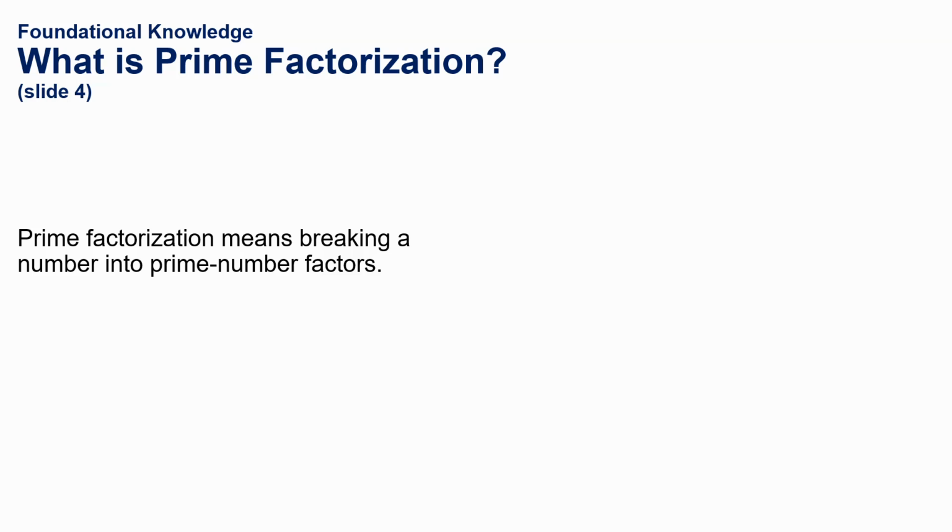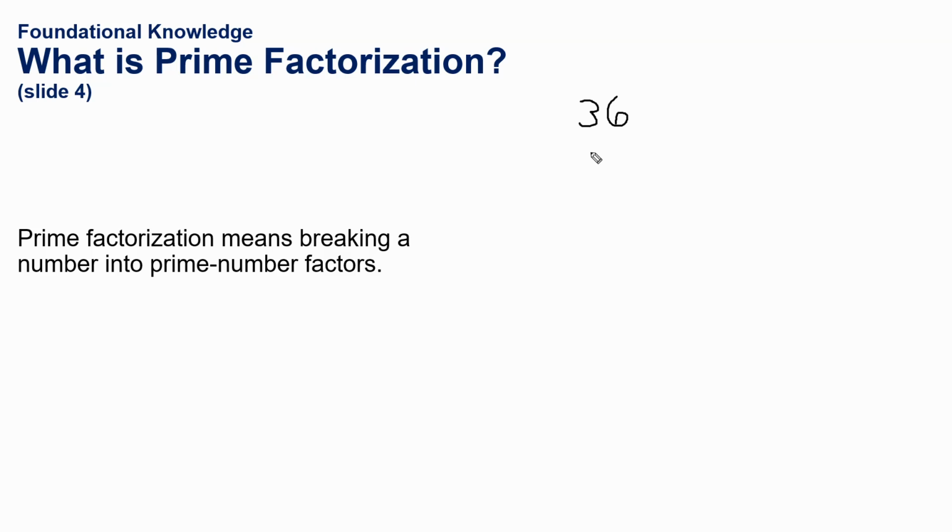Now let's look at what is prime factorization. So prime factorization is defined as breaking a number into prime number factors. Prime numbers are the basic building blocks of every single number. So prime factorization is basically breaking them down into those basic building blocks. Let's take an example here. So let's say we have the number 36, and we want to break 36 into prime number factors.